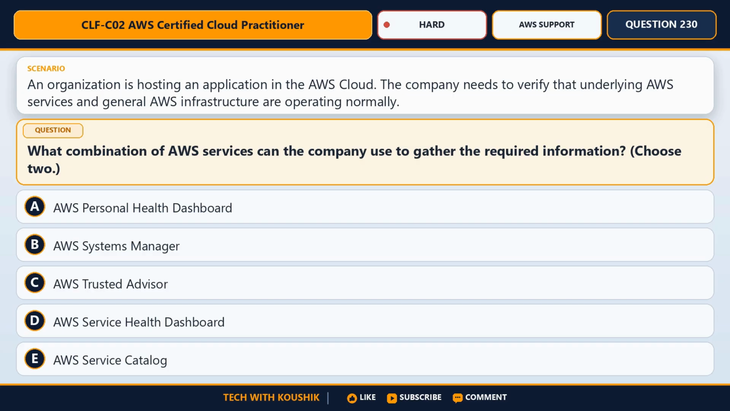Option A. AWS Personal Health Dashboard. Option B. AWS Systems Manager. Option C. AWS Trusted Advisor. Option D. AWS Service Health Dashboard. E. AWS Service Catalog.